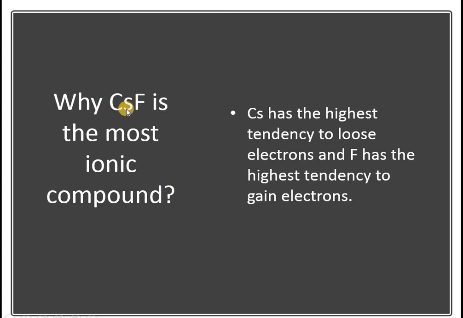Why is cesium fluoride the most ionic compound? Cesium has the highest tendency to lose electrons and fluorine has the highest tendency to gain electrons. They have a very strong electrostatic force of attraction. So it is the most ionic compound. This particular portion will be more clear when we study the periodic table or periodic properties of elements in due course of time.